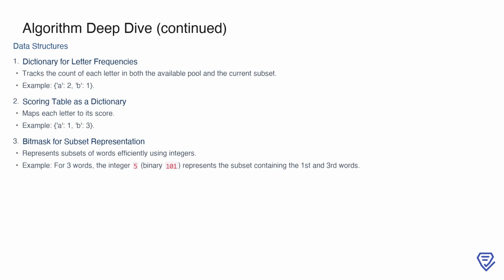Lastly, bit masks are used to represent subsets of words. For instance, in a set of 3 words, the bit mask 101, or the integer 5, represents the subset that includes the first and third words. This representation is compact and enables efficient subset generation.